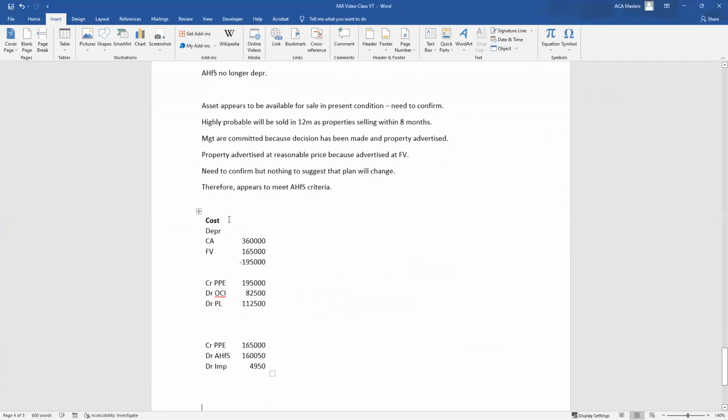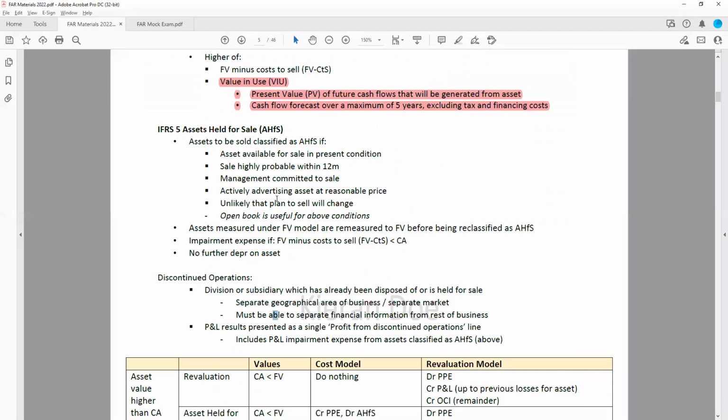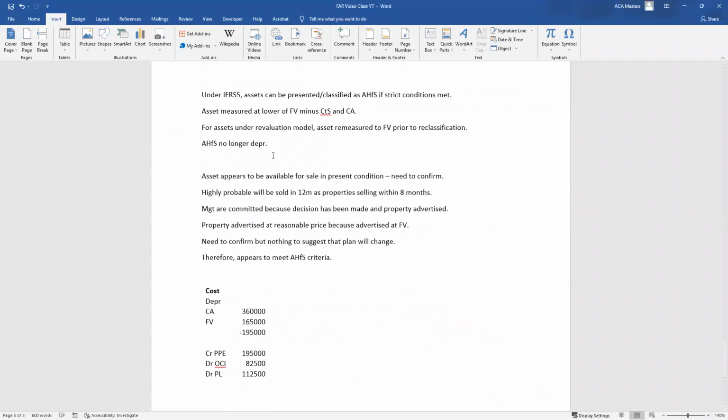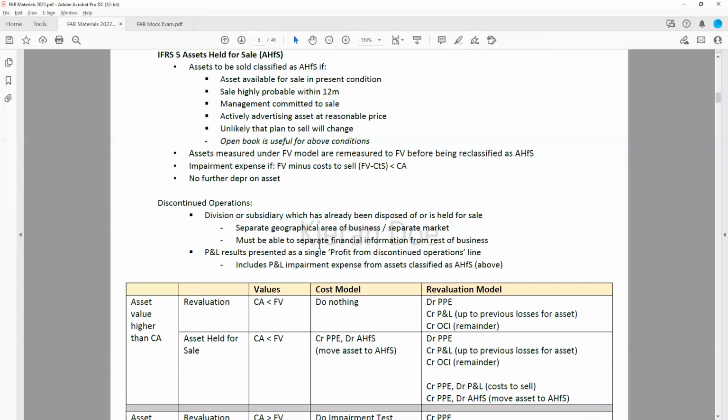So then we'd have that note done with in its entirety there. So that's assets held for sale. We could mention as well, no further depreciation on the asset. We've mentioned that there already. So this does also tie in with discontinued operations. So this is more from a reporting point of view from the P&L.